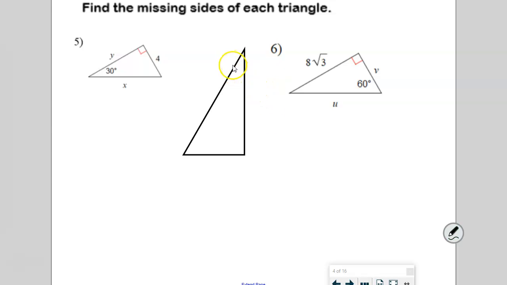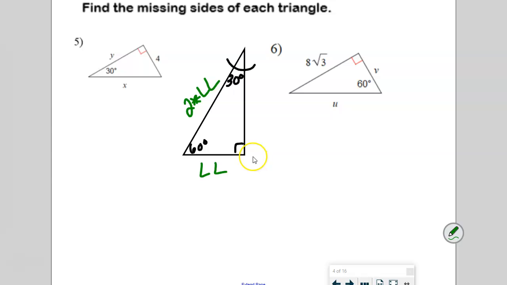Now the other type of special rate triangle is a 30, 60, 90. So you're going to have a 30-degree angle, a 90-degree angle, and a 60-degree angle. And across from the 30-degree angle is what I call the little leg. So I'm just going to call it LL for short. The hypotenuse is whatever the little leg is times 2. So it's double whatever the little leg is.